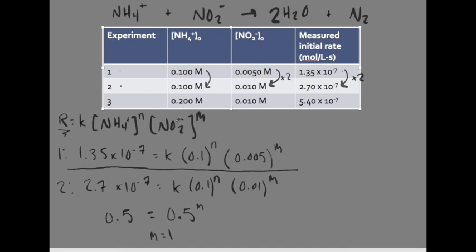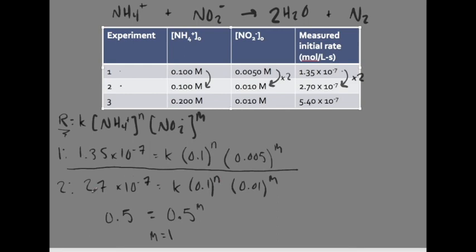If I had doubled NO2 minus and the rate quadrupled, if it increased by a factor of 4, I would know that this M must have been a 2, because the rate would have been proportional to the concentration of NO2 minus squared. But I know that's not the case, right? I double NO2 minus, the rate doubles. That's exactly what I'm saying here.